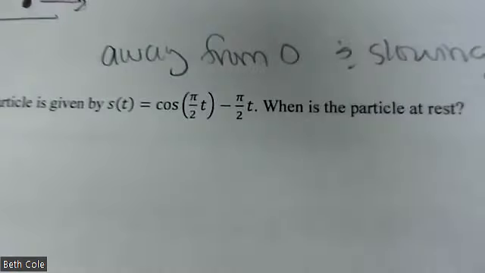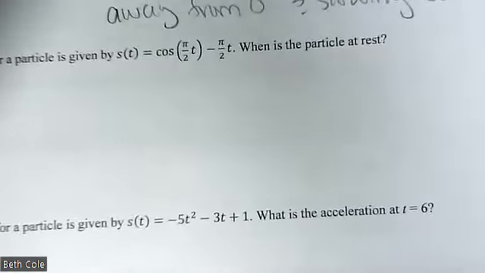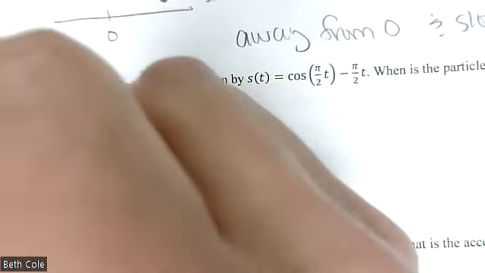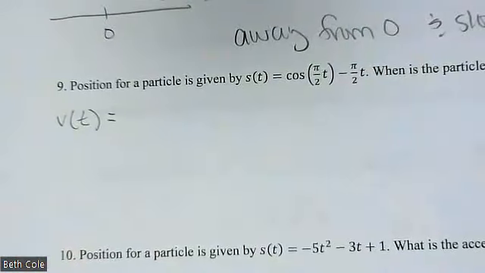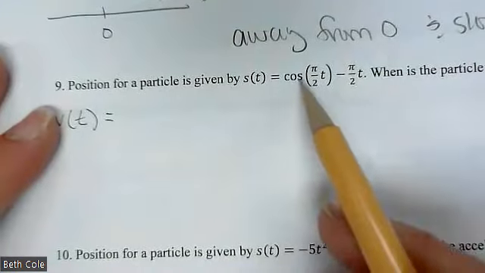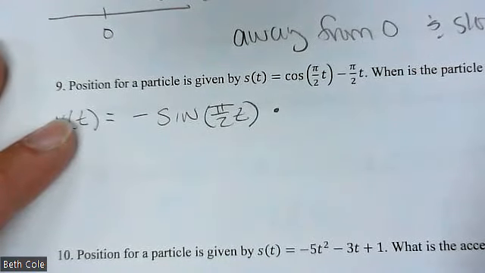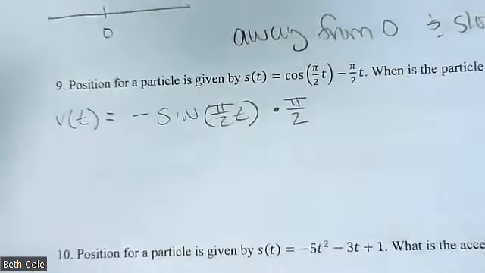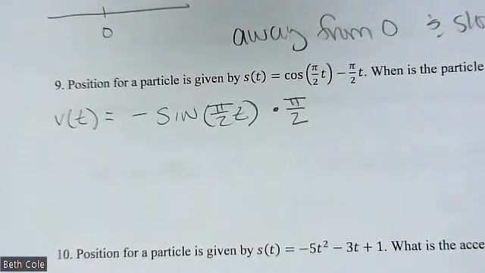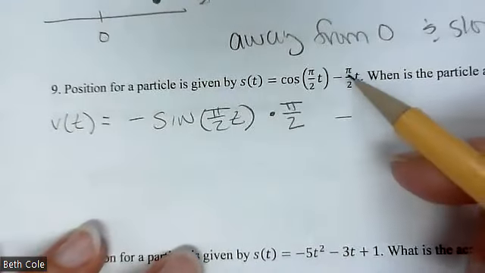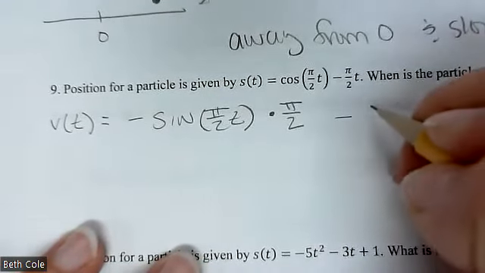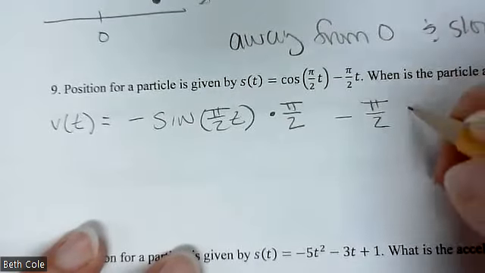All right. What do they give you for number 9? Position. What are they asking for? At rest. That is when velocity is 0. So we're going to get the velocity, set it equal to 0. You don't get a calculator for this. So what is your derivative of cosine? All right, so it's going to be negative sine pi over 2t times, what rule is that? Chain rule, good. Minus, what's your derivative for pi over 2t? Pi over 2. We're going to set that equal to 0.